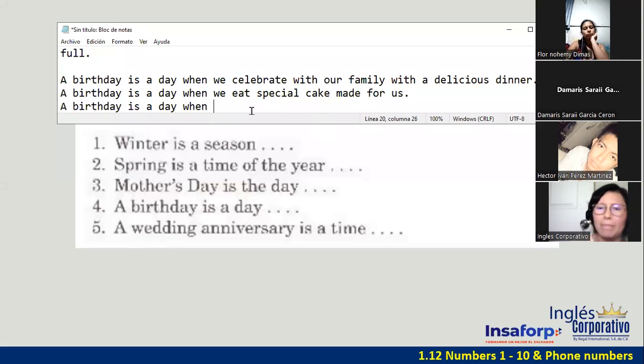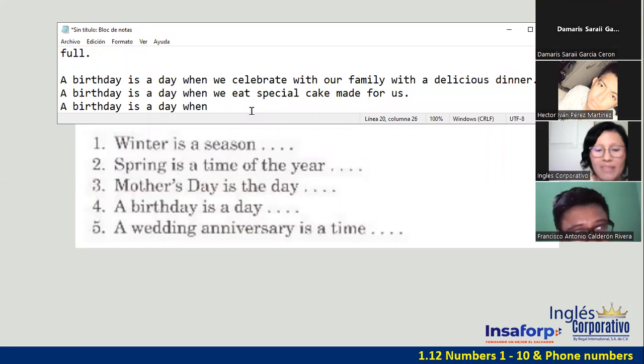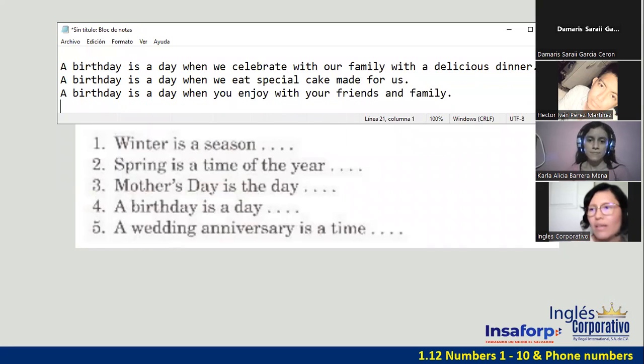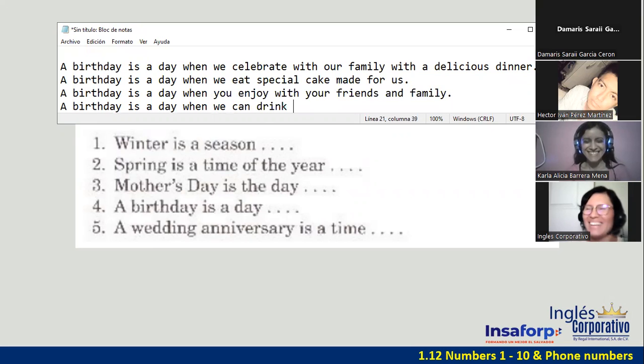A birthday is a day when you enjoy with your friends and family. Muy bien. Excelente. Hector. Birthday is a day when we can drink. What can you drink? Water or soda. A birthday is a day when you can drink with your friends, ¿verdad?